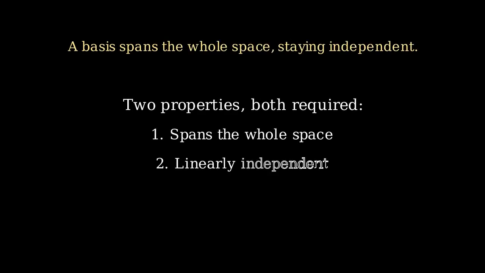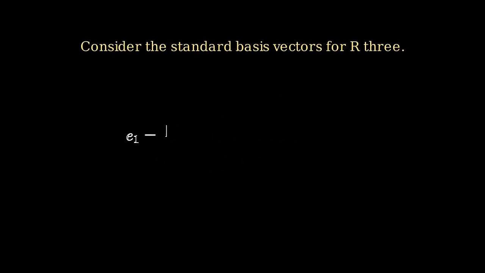A basis for a vector space V is the smallest, most efficient set of vectors that can still reach every single point in that space. To qualify, it has to satisfy two properties at once, spanning the whole space and being linearly independent. Let's confirm this for the standard basis of the real numbers cubed.